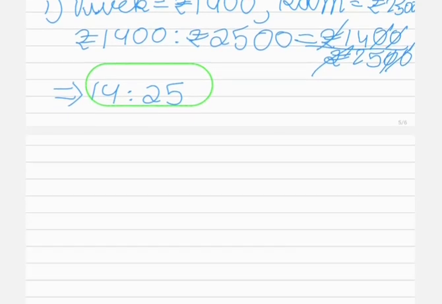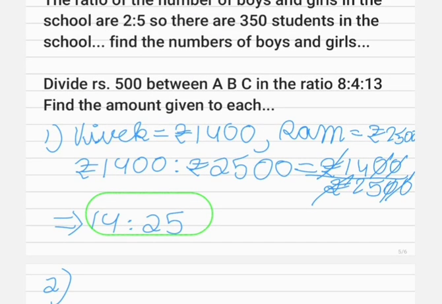The next question, second question. It's given that the ratio of number of boys and girls in a school is 2:5. If there are 350 students in the school, find the number of boys and girls. It's a tricky question. So I am telling you that the ratio of the boys to the girls is 2:5 and there are 350 students in the school. It's a tricky question, but we can do it very easily.